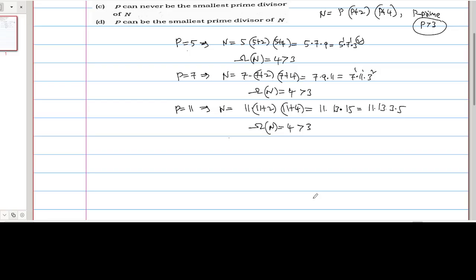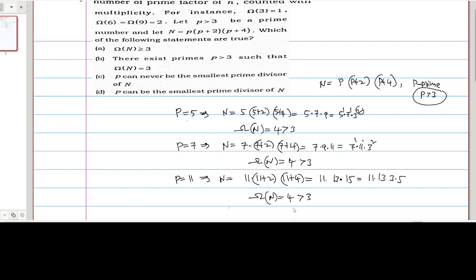Now continuing this process, what you observe is that, by induction, omega of n is always bigger than or equal to 3. So this answer is always right. Now, is there a prime number p bigger than 3 such that omega of n equals 3? Is this possible? No, by this argument you have seen. And next, p can never be the smallest prime divisor of n.